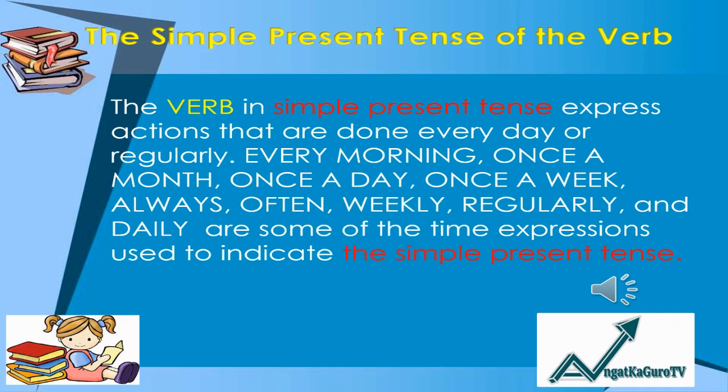The verb in simple present tense expresses actions that are done every day or regularly: every morning, once a month, once a day, once a week. Always, often, weekly, regularly, and daily are some of the time expressions used to indicate the simple present tense.